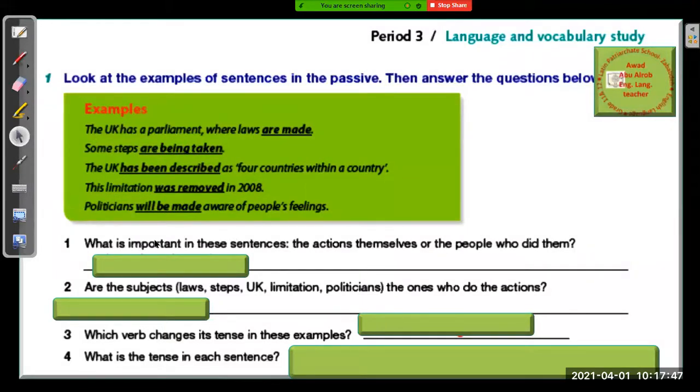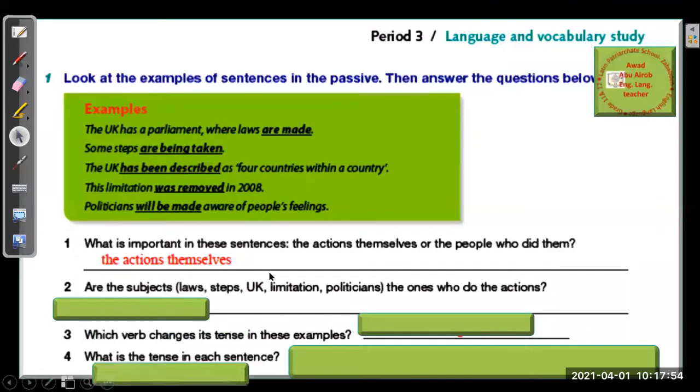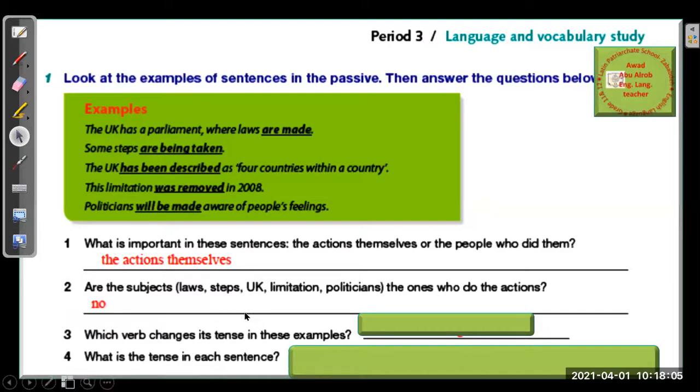Now, there are 5 different rules. What's important in these sentences? The actions themselves or the people who did them? The actions. Number 2: are the subjects, the steps, UK limitation, politicians, the ones who did the action? No, the objects are not the ones who did the action.